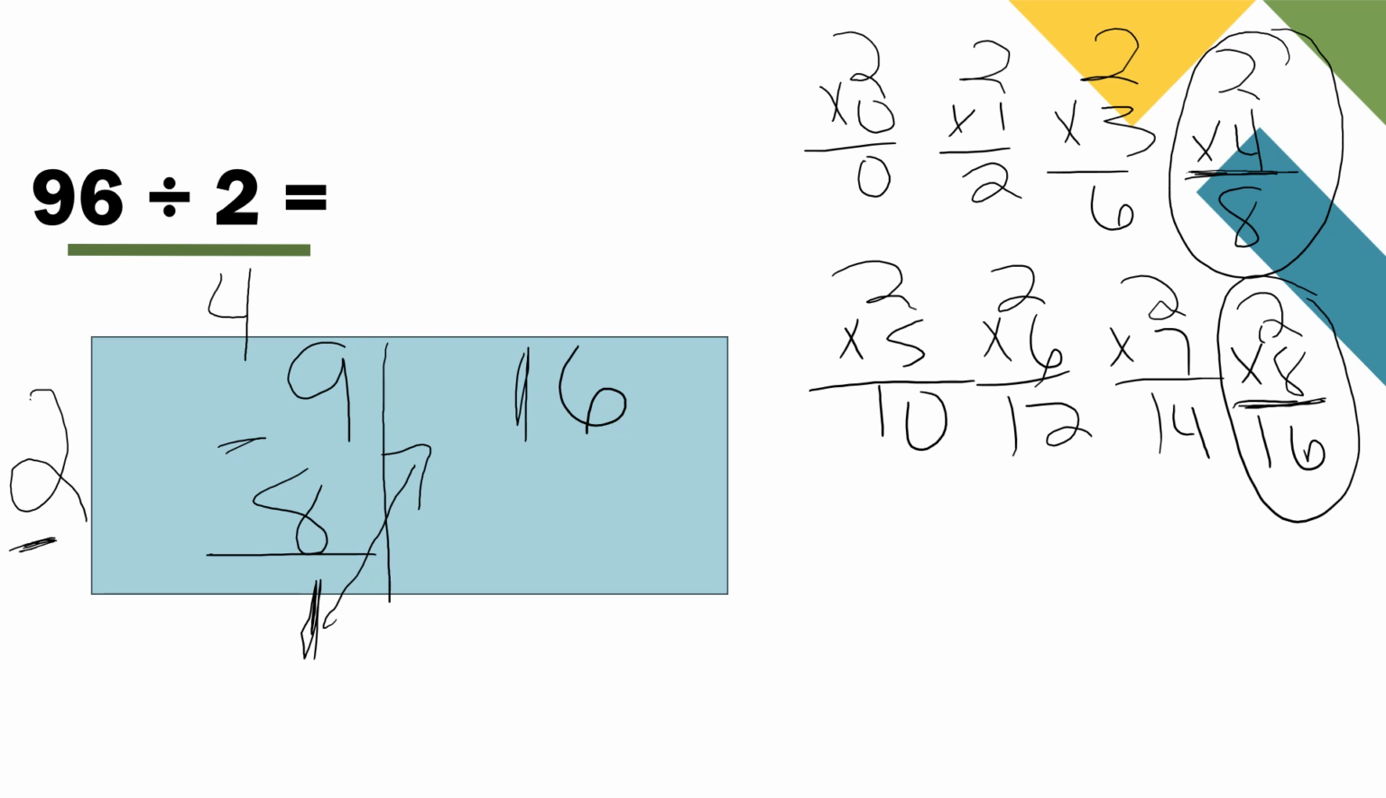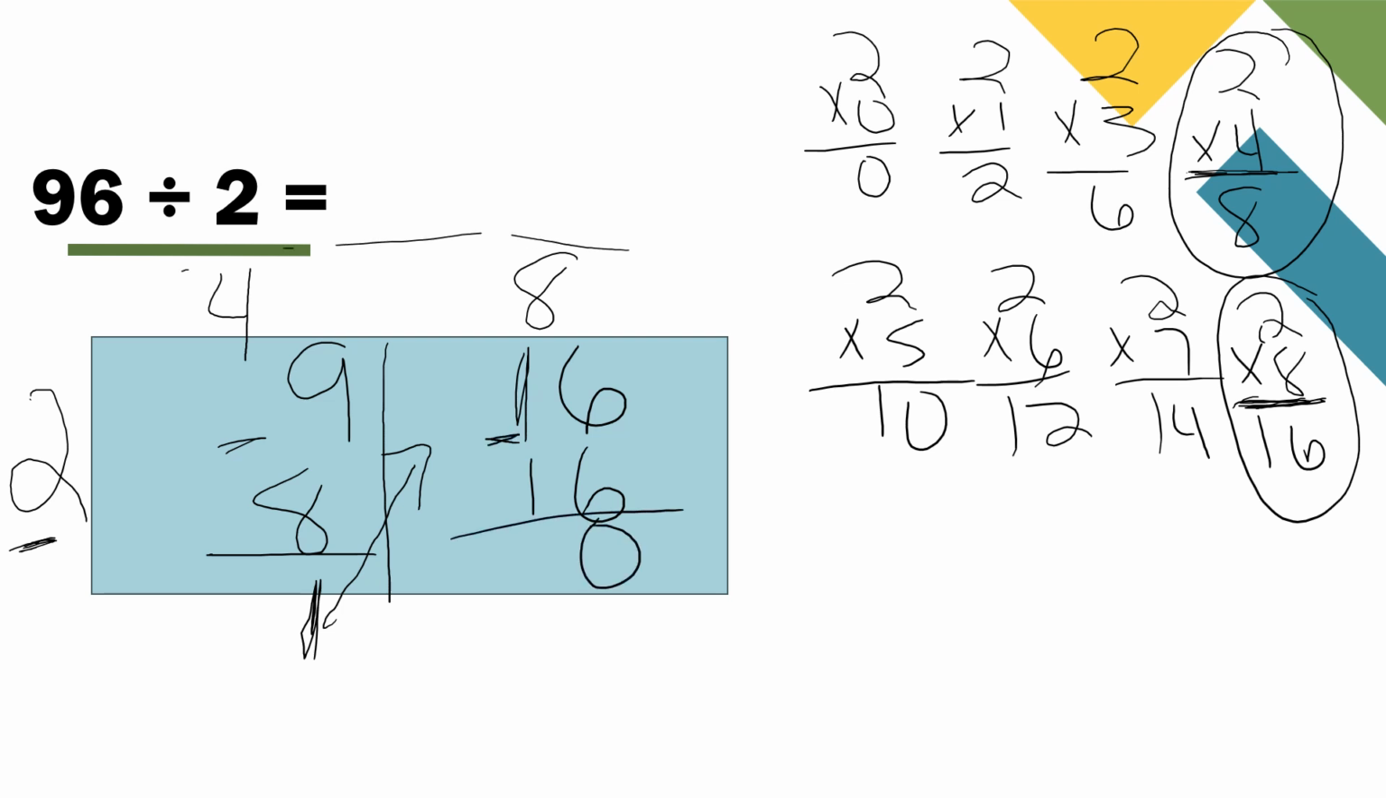Whatever's in my circle should be over here in the box. So 8 is touching the top of my line, so it needs to go on top of the box. And 16 is at the bottom of my line, so it needs to go at the bottom of the box. 16 minus 16 is 0.